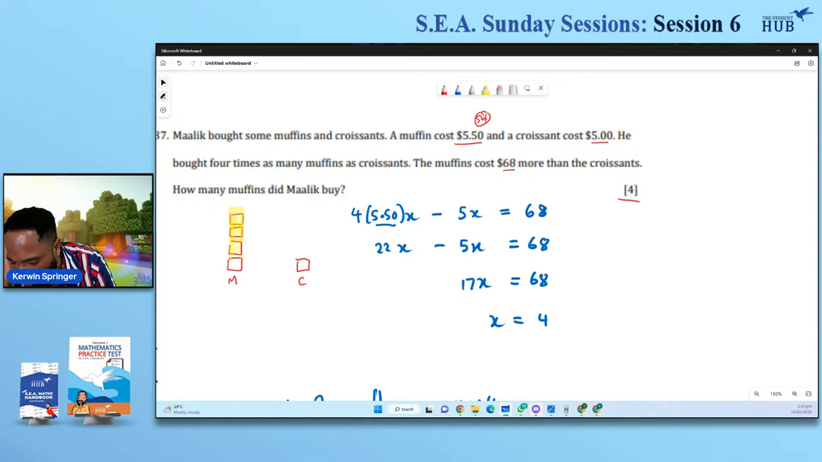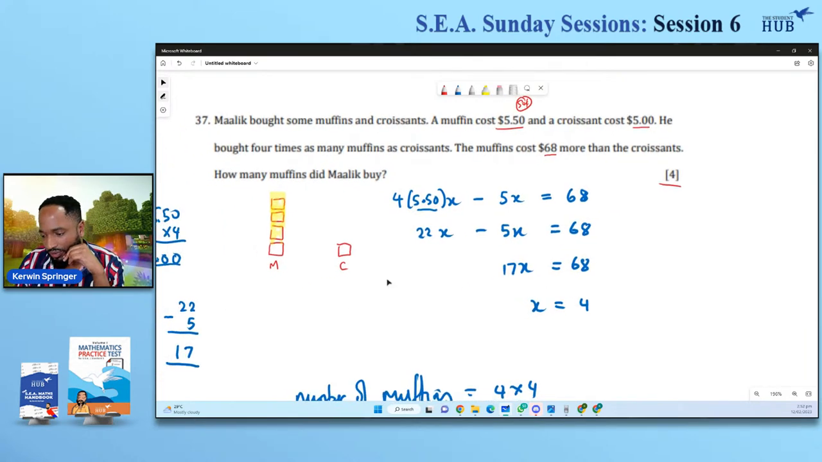Right. What do I do with that excess? He bought four times as many. The muffins cost 68 more than the croissants. So I'll have to come back with this, but I know it's removing the excess from the dollars itself. So it's 50 cents excess here, 50 cents by 4. I just don't know the final step to show you how to do with the block diagram.